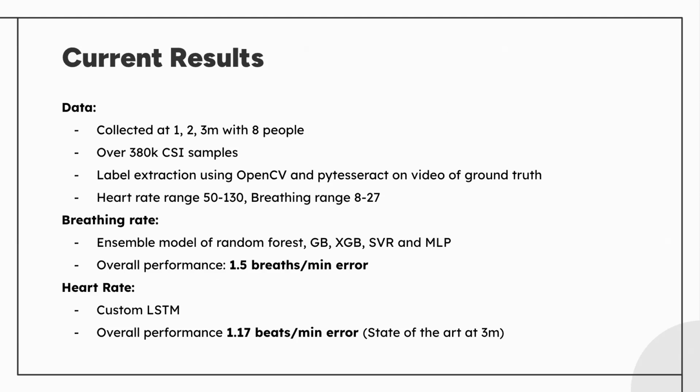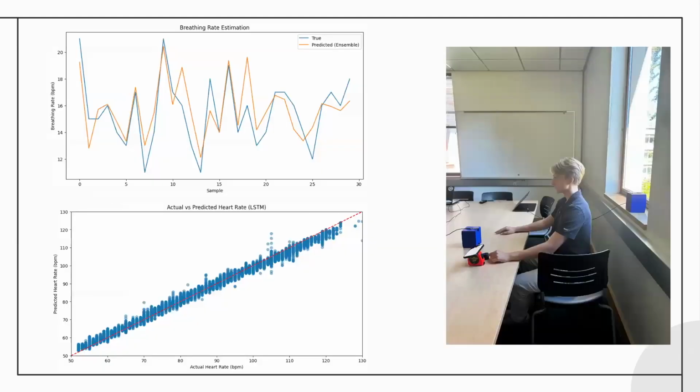But in terms of model performance, using an ensemble model of 5 different models on breathing rate, we achieved an overall performance of 1.5 breaths per minute error, and in terms of heart rate, using a custom LSTM architecture, we achieved a performance of 1.17 beats per minute error, which also happens to be the state of the art at 3 meters, as far as I could find. This is the data collection setup and also some of the model performance. The bottom is the heart rate, the top is the breathing rate.